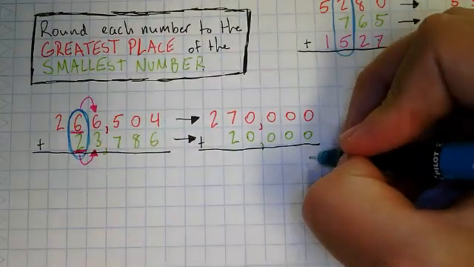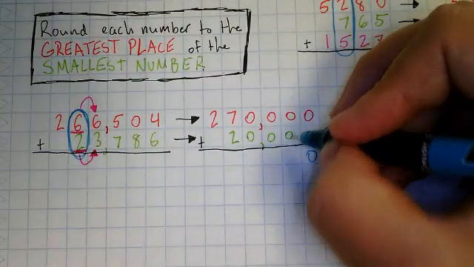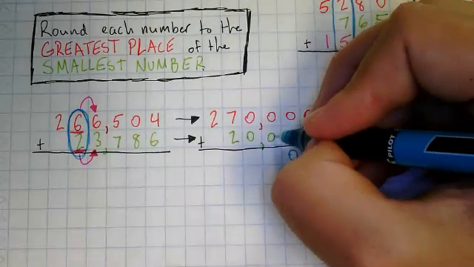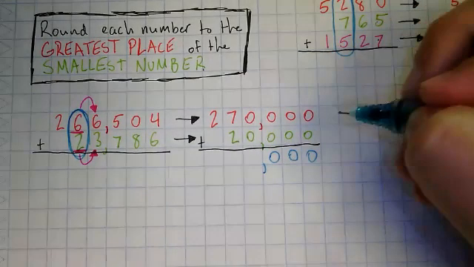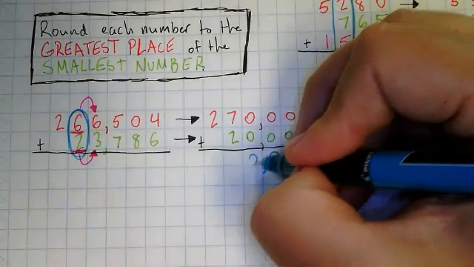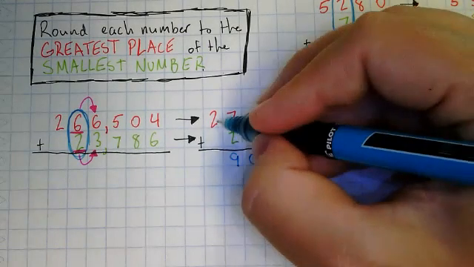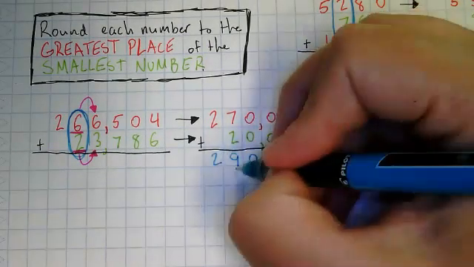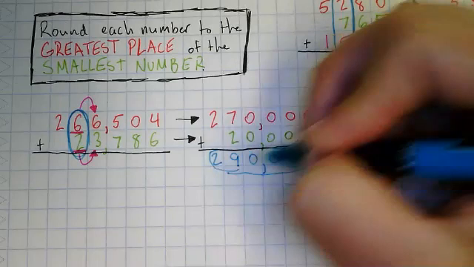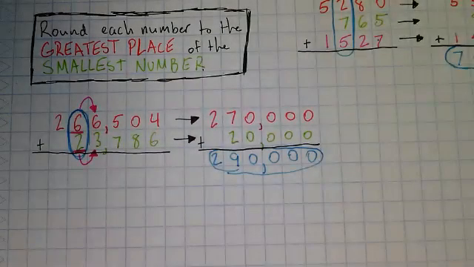0 plus 0 is 0. 0 plus 0 is 0. 0 plus 0 is 0. Add my comma. 0 plus 0 is 0. 7 plus 2 is 9. 2 plus 0 is 2. And my estimated answer is 290,000.